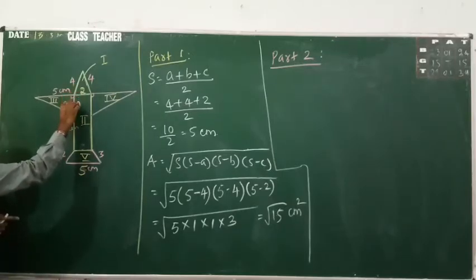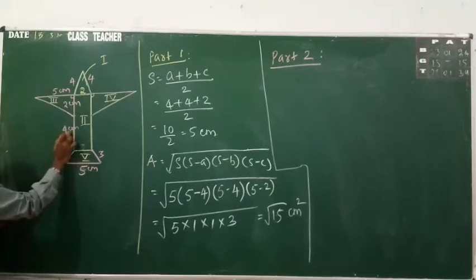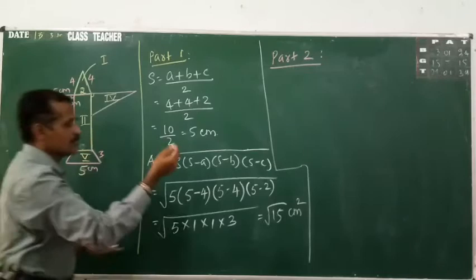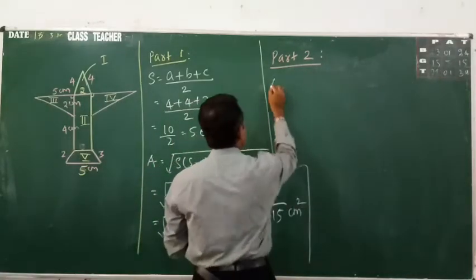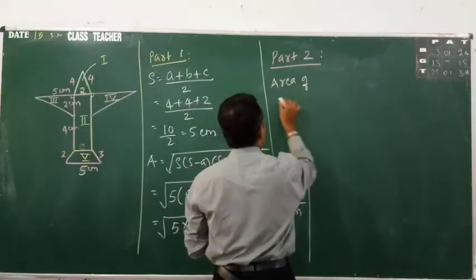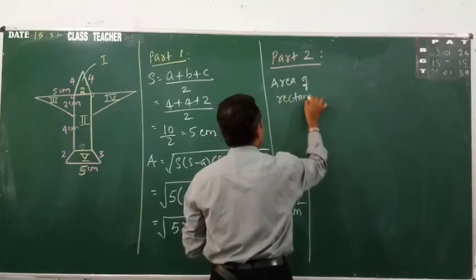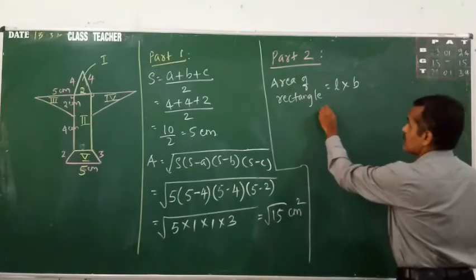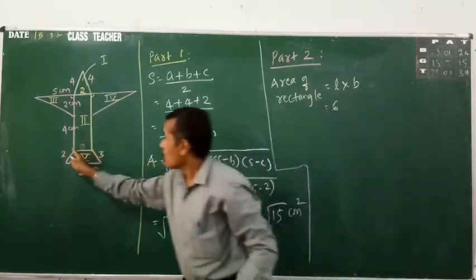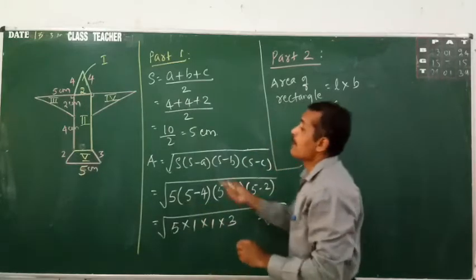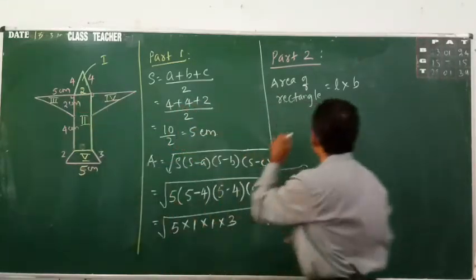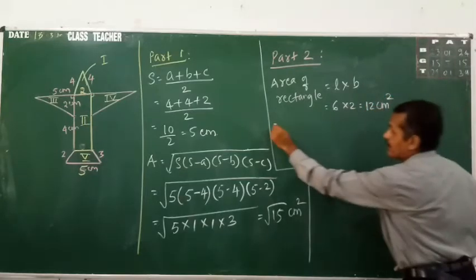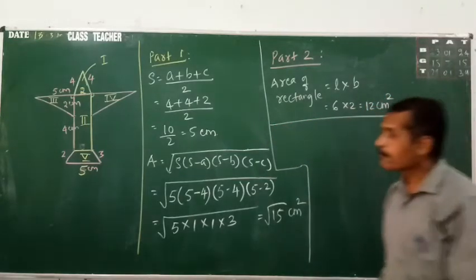See here. This is the length, the entire length. This is 4 plus 2, 6 centimeter. Breadth is 2 centimeter. Very simple. Area of rectangle is equal to length into breadth. Length is 6 centimeter, 4 plus 2. Breadth is 2 centimeter. Answer is 12 centimeter square. You got the area of the second part.